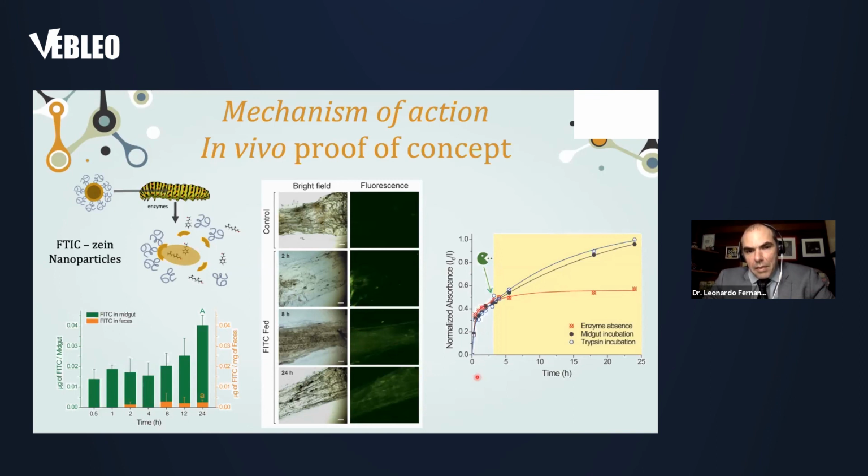Also, to check if the enzyme can promote the release of the fluorescein, we incubated the nanoparticles with the midgut and with trypsin. We determined the activity of the proteolytic enzymes in these solutions, and we can see that when we put the nanoparticles together with the enzymatic content, we have the same profile of release of the fluorescein. When we compare with the absence of enzymes, there is no release of the fluorescein. So this means that the proteolytic enzymes inside the midgut are responsible for this degradation of the particles.